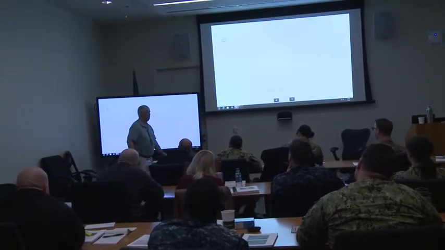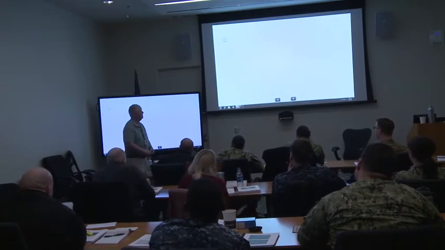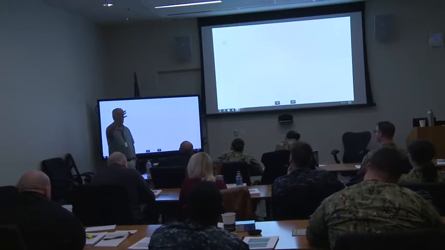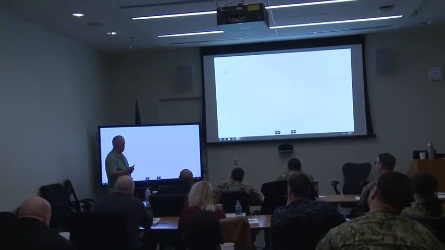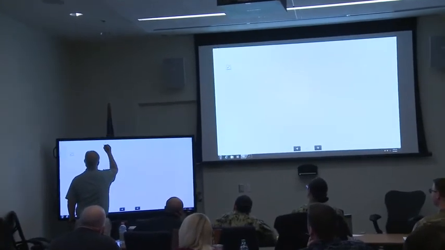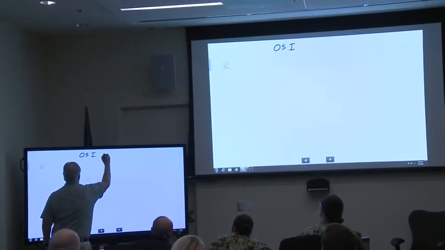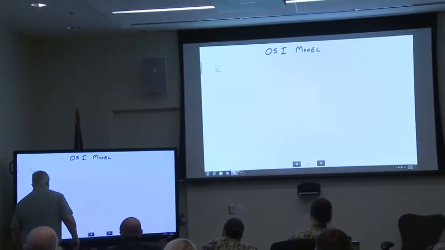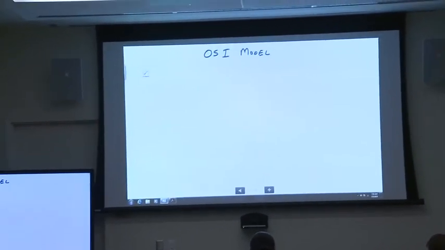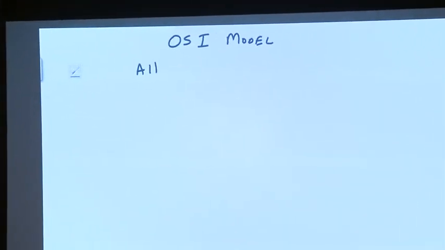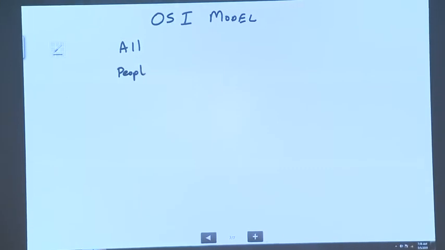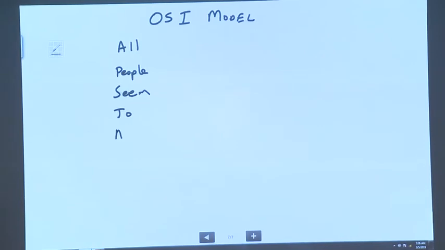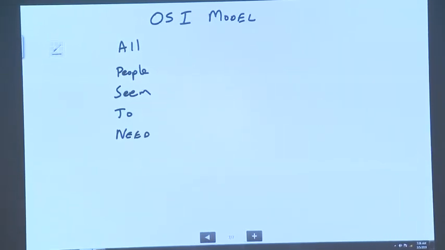The International Organization for Standardization was tasked with coming up with one model that described how all of these different protocols worked. So let me introduce you to the OSI model. There are 7 layers to the OSI model. The easy way to remember it: all people seem to need data processing.